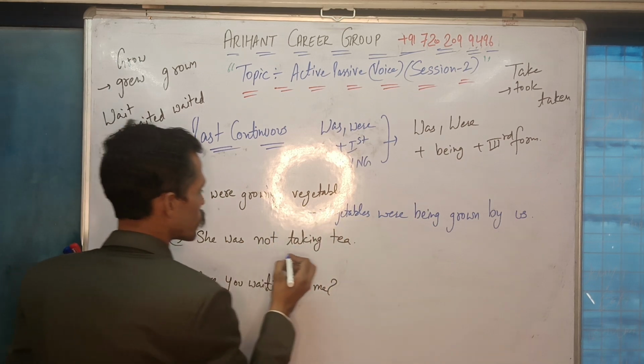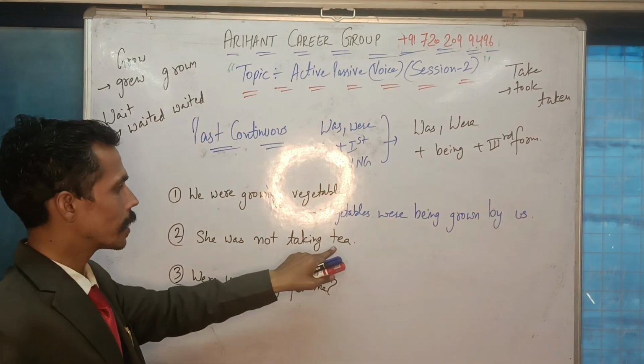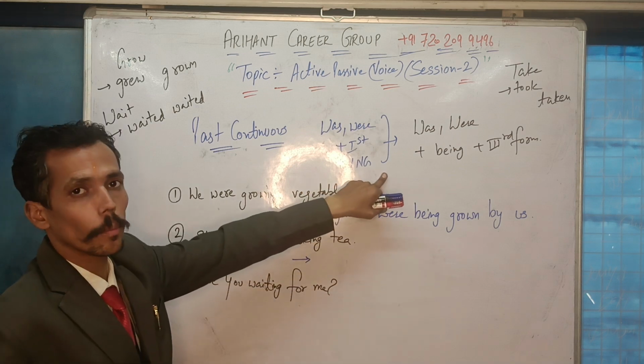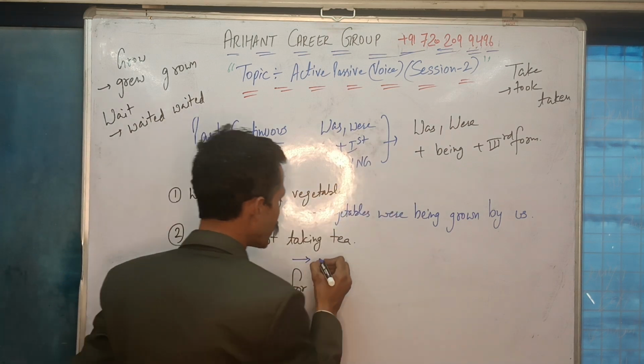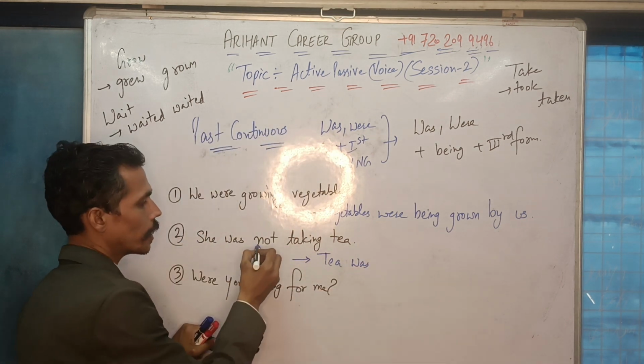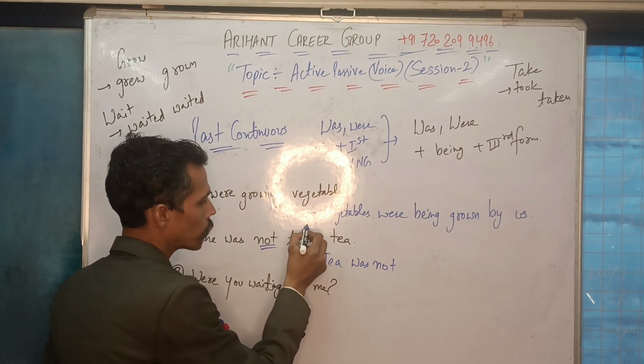When I talk about she was not taking tea, tea is a singular subject. So once this object becomes my subject, according to me, out of was and were, I am supposed to use was. Answer will be tea was. And this is a negative sentence, so I'm supposed to use not. Tea was not. Ing will be converted into being.